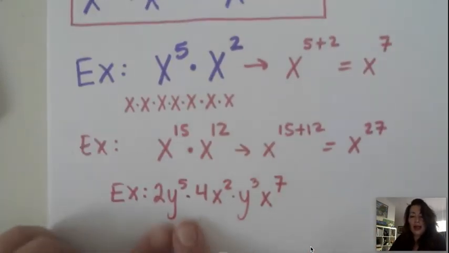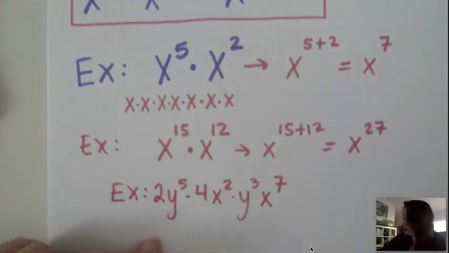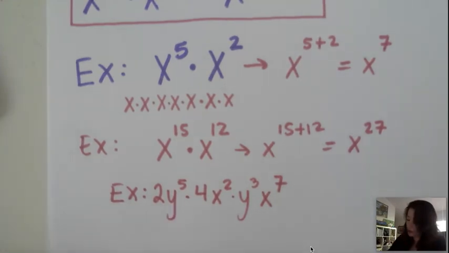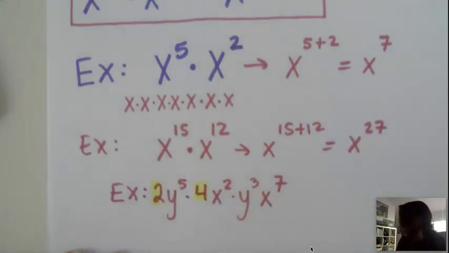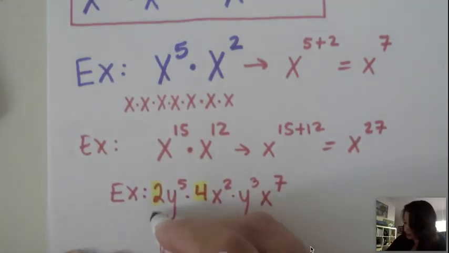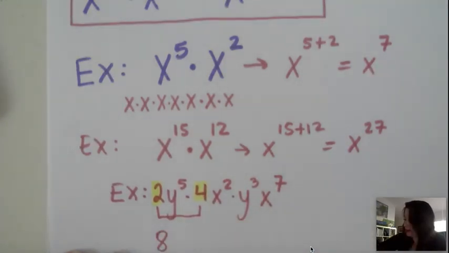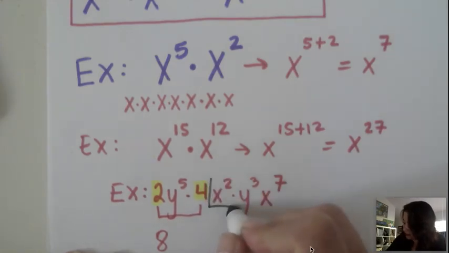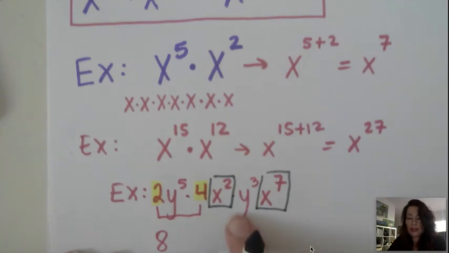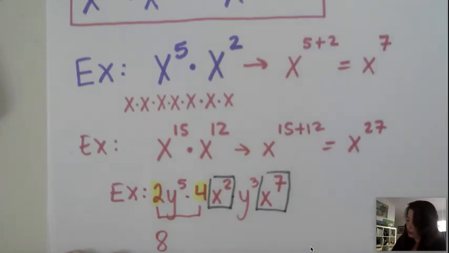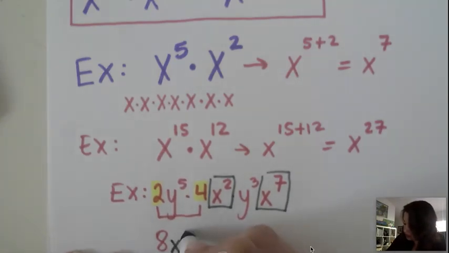So looking at all these factors, we can combine this by first multiplying our numbers. So we have a 2 and then a 4. We can multiply that. 2 times 4 is 8. So I will write 8. And then we have an x squared right here times an x to the 7th. If we combine the same bases, that would give us x to the 9th.